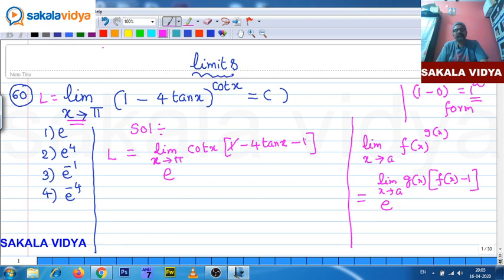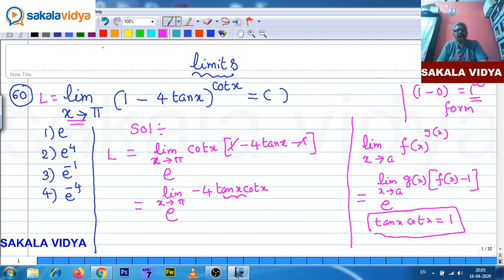So, plus 1 minus 1 gets cancelled, we have e raised to limit x extends to pi, now minus 4 times tan x into cot x. Tan x into cot x is very interesting. We have tan x into cot x is 1, because cot x is 1 by tan x, tan x into 1 by tan x becomes 1. So, this is 1. That means e to the power of minus 4. So, fourth option is the right option.